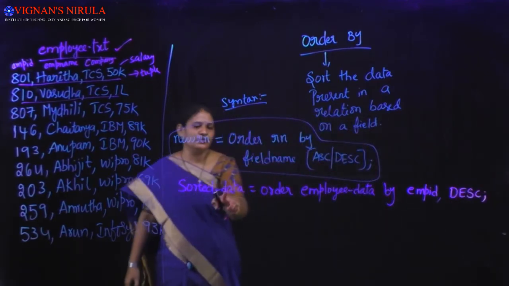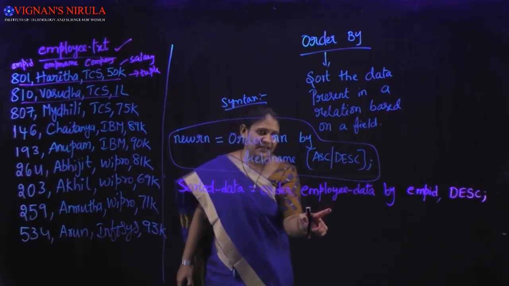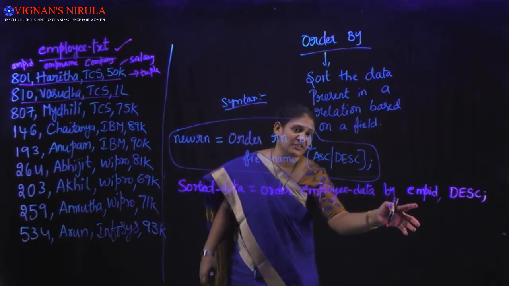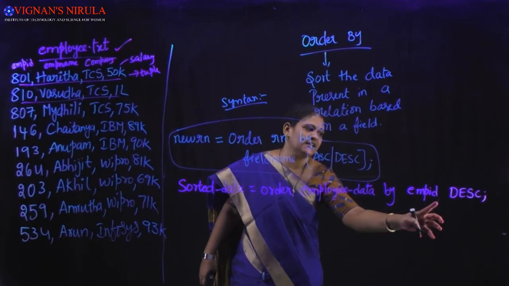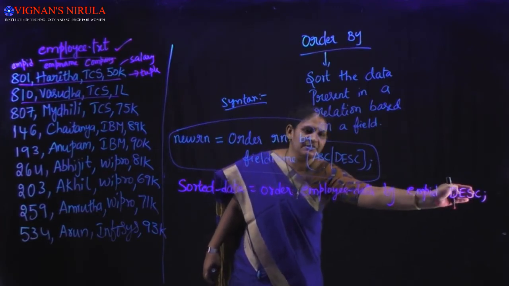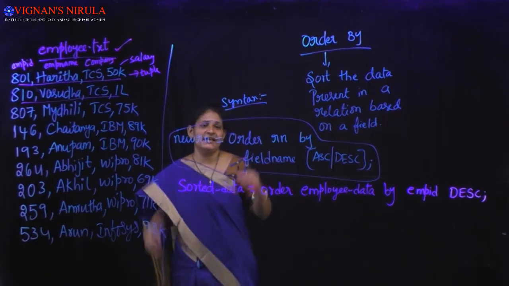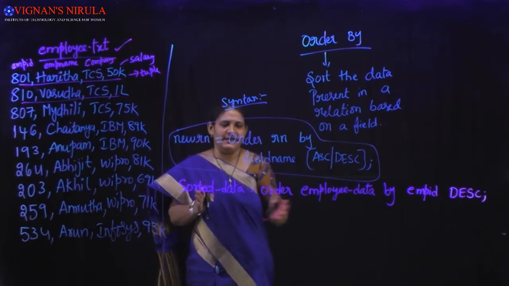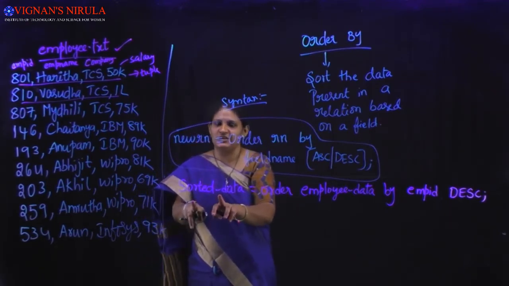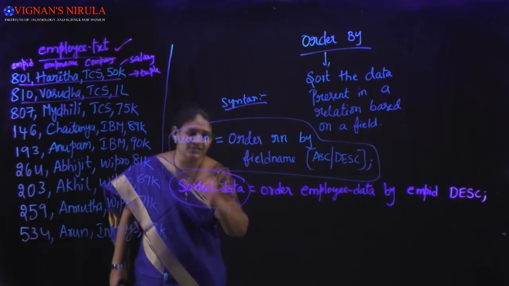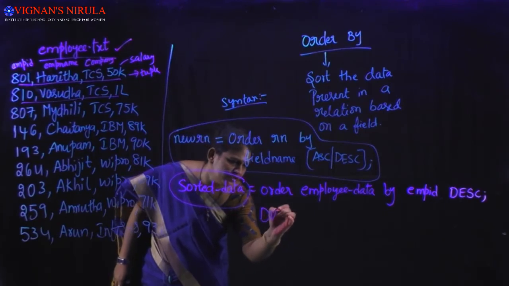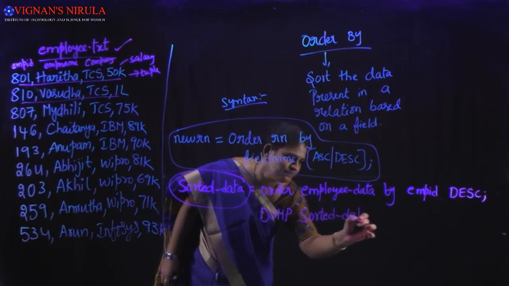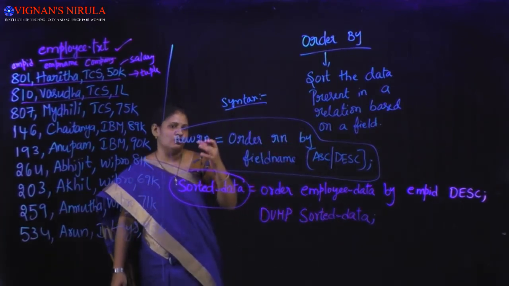So new relation name is equal to order, the old relation, the relation which contains the data on which you want to perform the sorting operation, by the field based on which you want to sort, and in which order, either ascending or descending, you have to specify here. If you don't specify the order, then by default it will sort the data in ascending order. If I write like this, then the data will be sorted, and that sorted data will be loaded into this relation, the sorted data relation. If you want to check the output, which operator do you need to use, students? Dump operator. Dump sorted data.